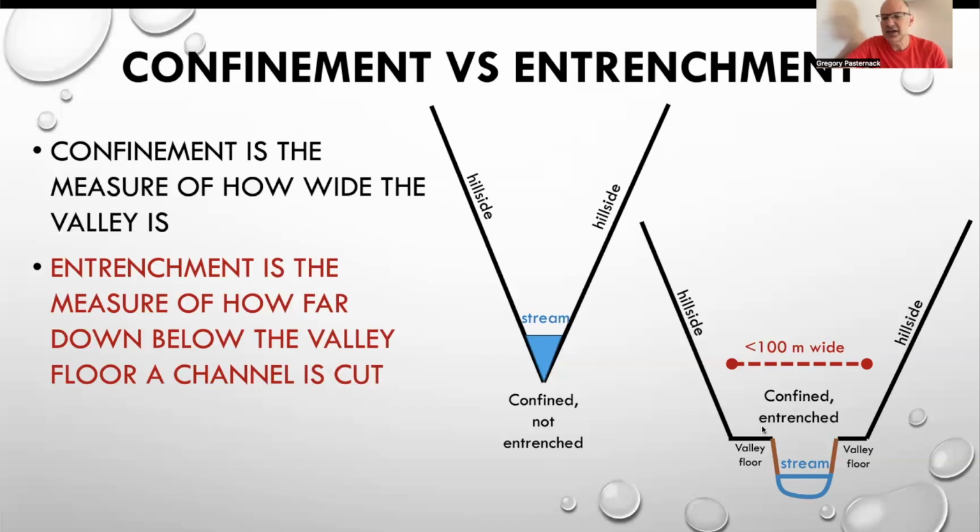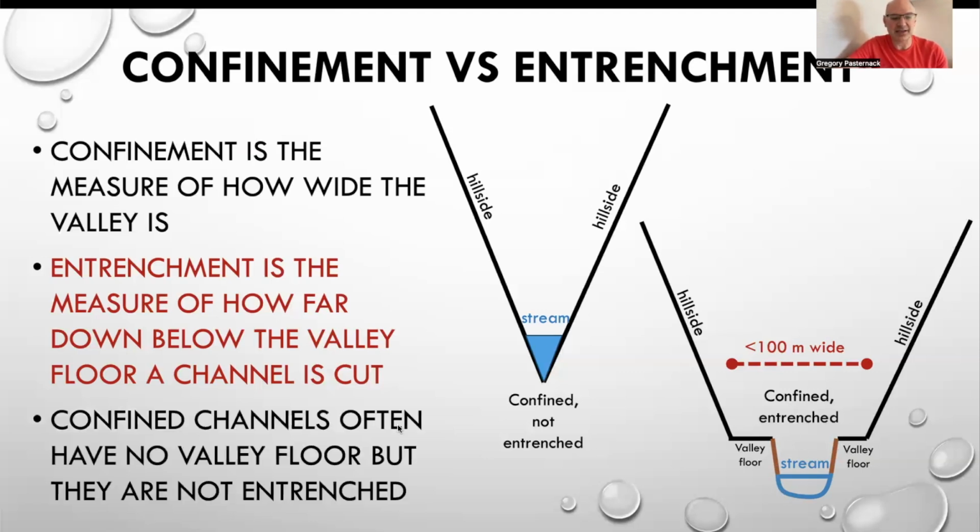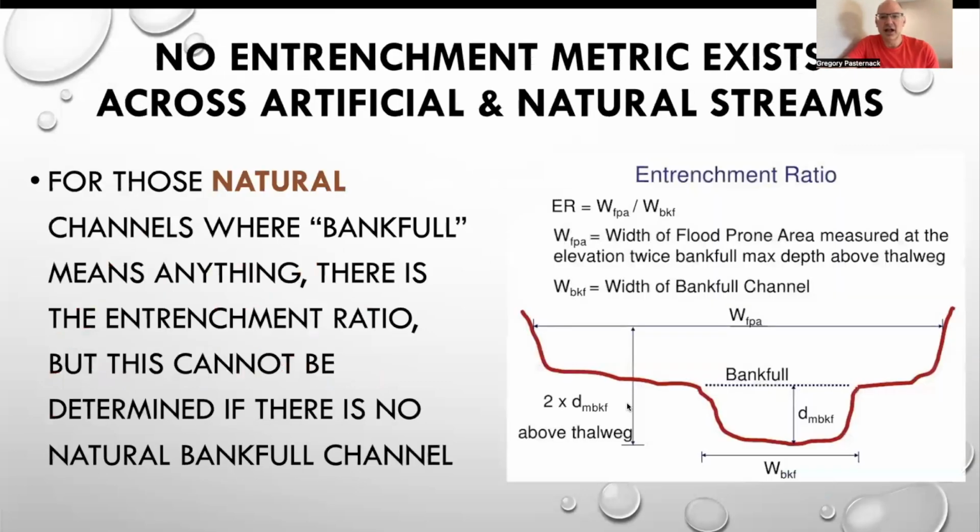In contrast, an entrenched river is where you have a channel that's cutting down into the valley floor. And in brown here, I'm showing these exposed banks. So confined channels often have no valley floor, but they're not entrenched. You can have a confined entrenched case if you're less than 100 meters wide. Okay, so we have been looking at how do you measure and quantify entrenchment, and it's really surprisingly limited for what's out in the scientific literature.